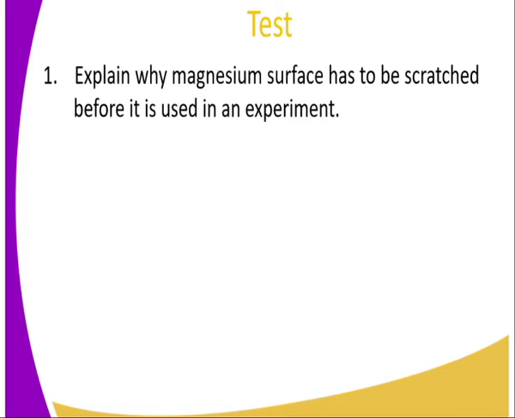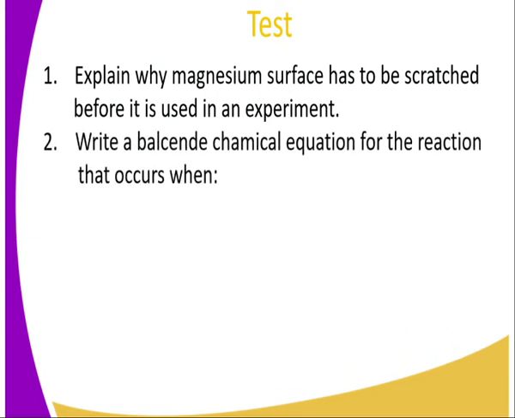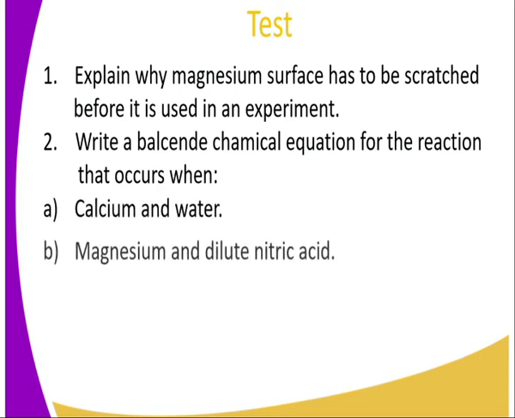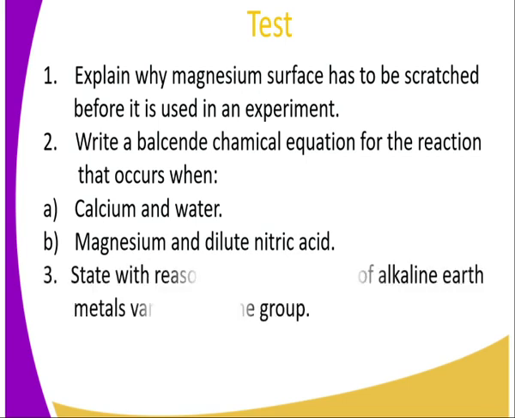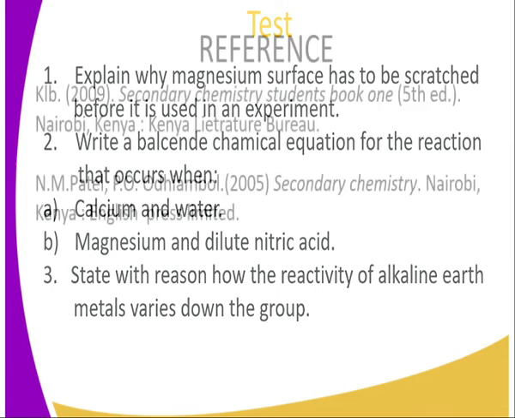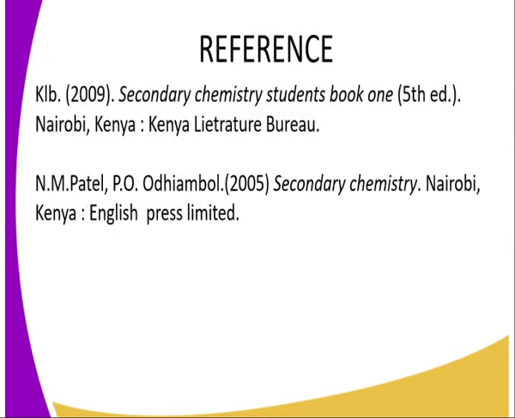Question 1, explain why magnesium surface has to be scratched before it is used in an experiment. Write a balanced chemical equation for the reaction that occurs when calcium reacts with water and magnesium reacts with dilute nitric acid, and state the reason why the reactivity of alkaline earth metals varies down the group. Refer to the Secondary Chemistry Students Book 1.